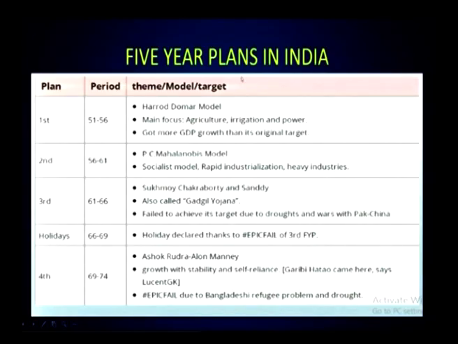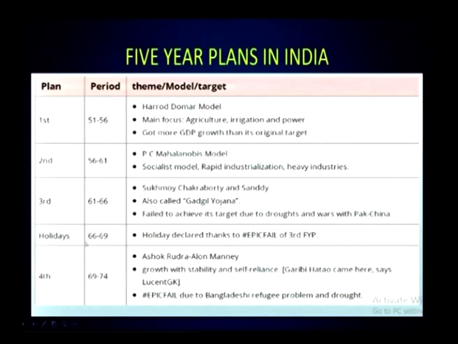Quickly, 5-year plans in India and different themes, models and targets. The first 5-year plan, 51 to 56, followed the Harrod-Domar model. Main focus was agriculture, irrigation and power. A higher GDP growth rate was achieved compared with the targeted growth rate. Second plan, 56 to 61, P.C. Mahalanobis model, socialist model, rapid industrialization, heavy industries. Third plan, 61 to 66, also called Gadgil Yojana, failed to achieve its target due to droughts and wars with Pakistan and China.